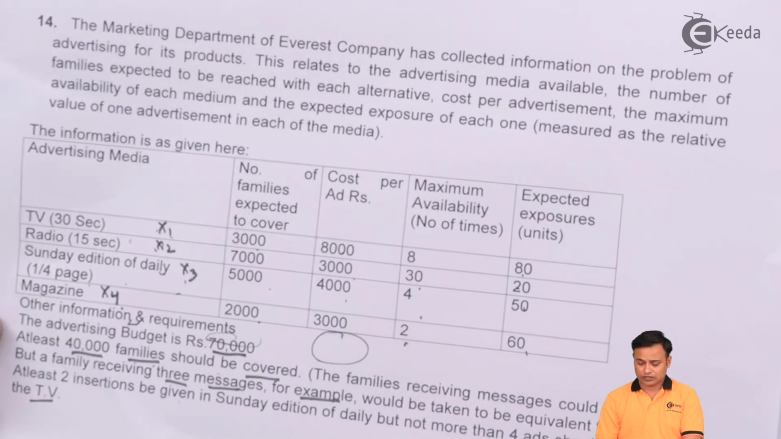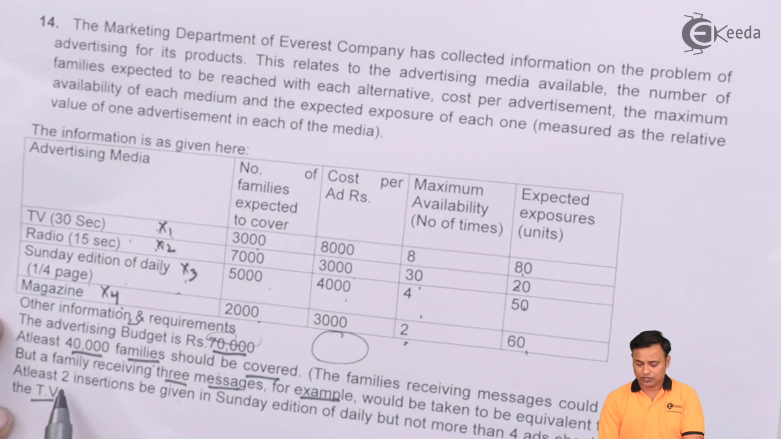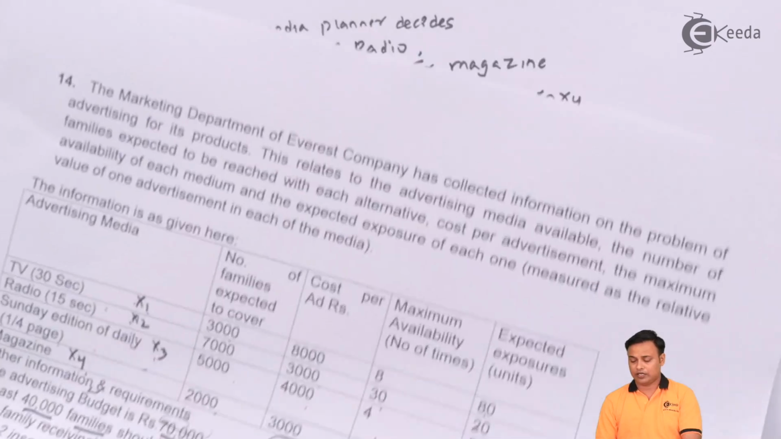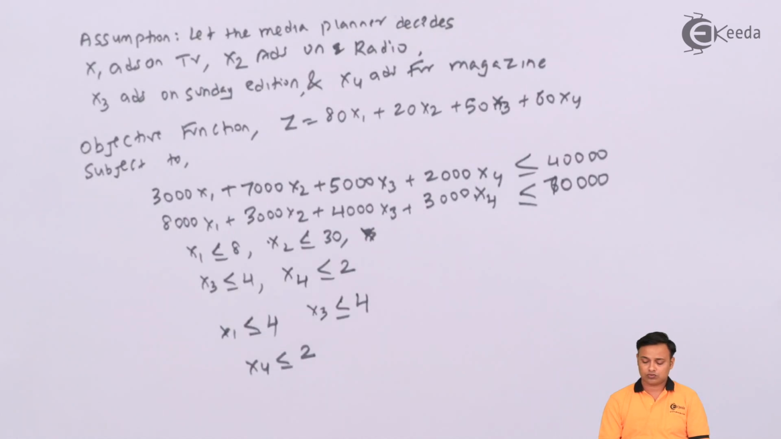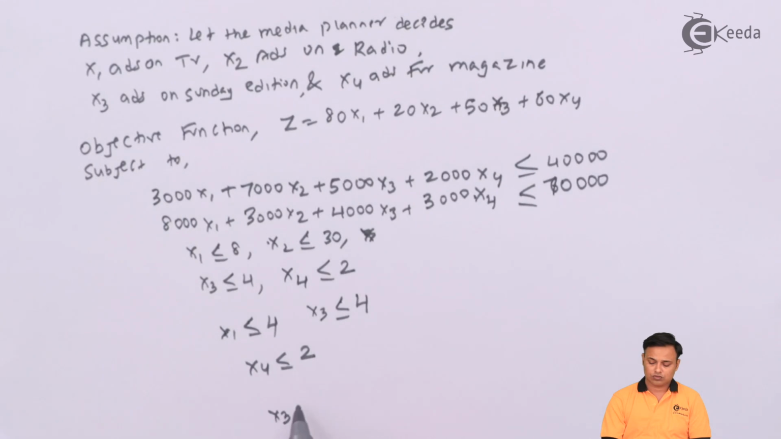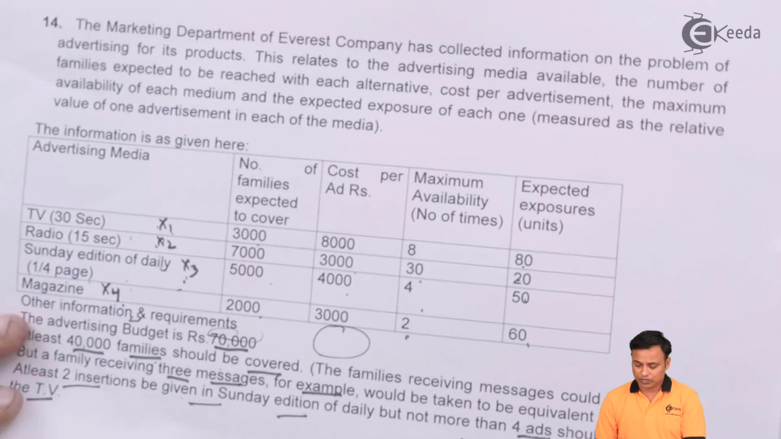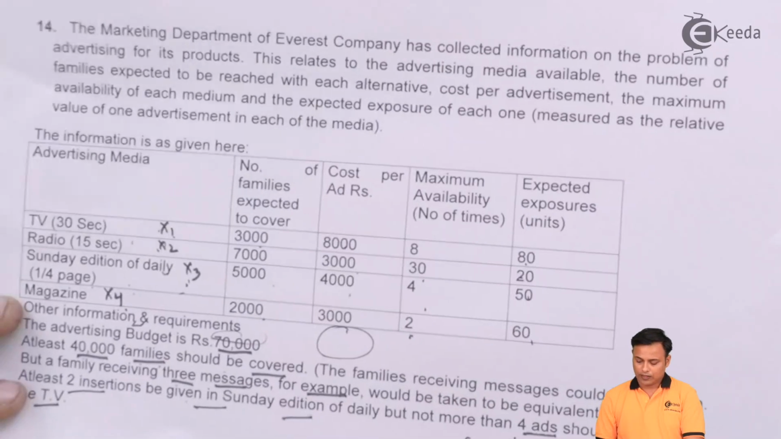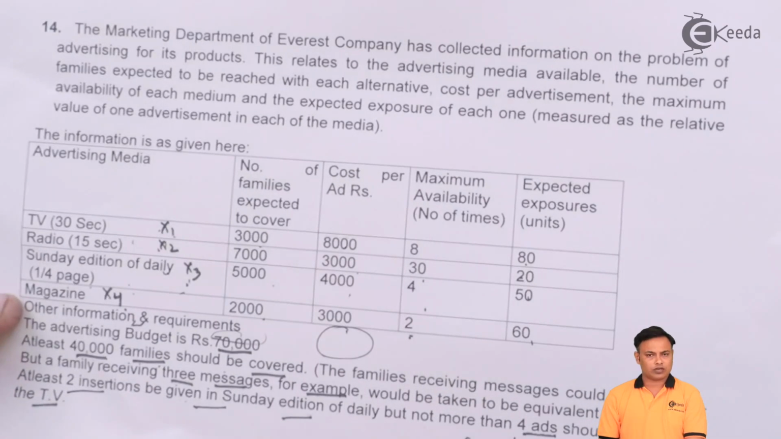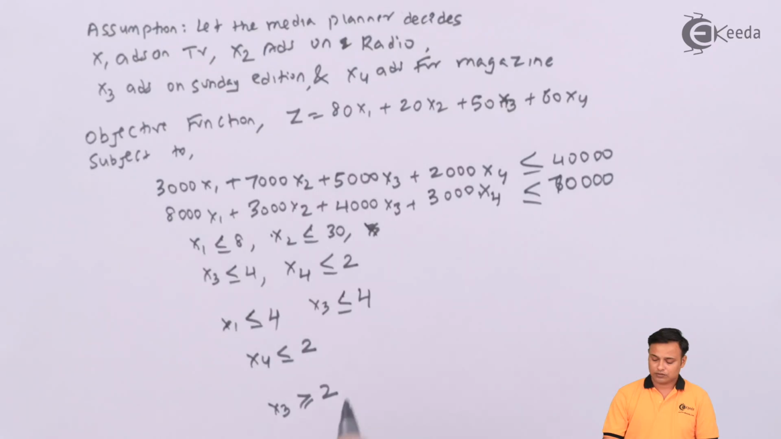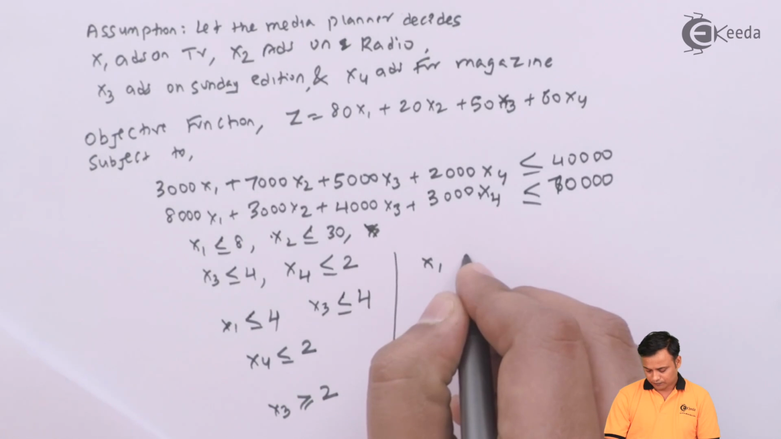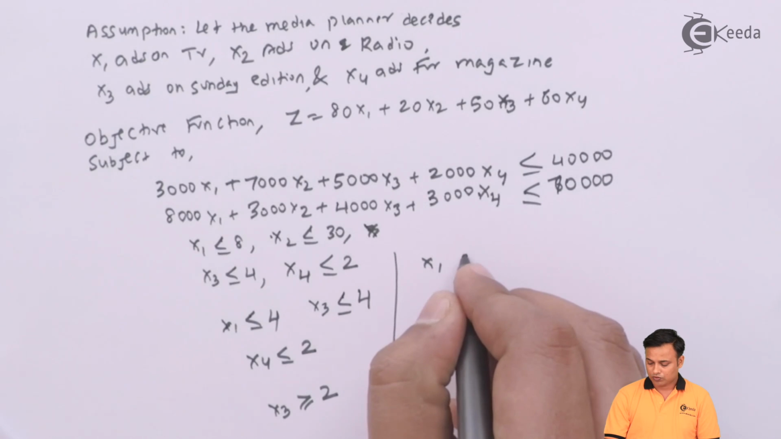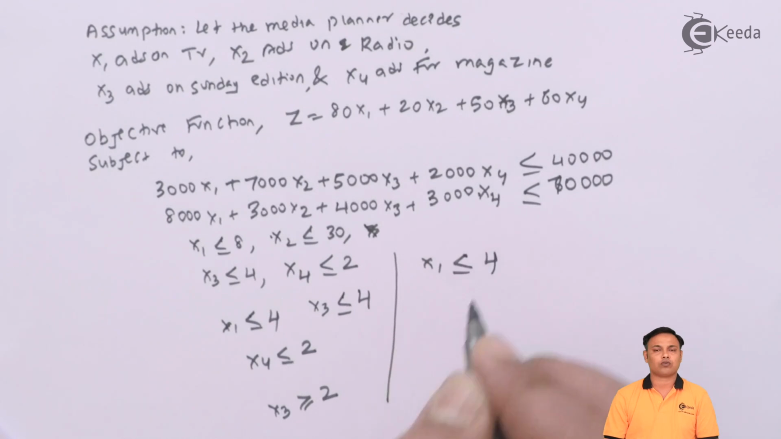Anything else that's pending, let's try to work it out. At least 2 insertions should be given in Sunday edition of the daily. Sunday edition means x3 should be at least 2, so x3 greater than or equal to 2. But not more than 4 ads should be given on the TV. TV is x1, so x1 should not be more than 4, x1 less than or equal to 4.